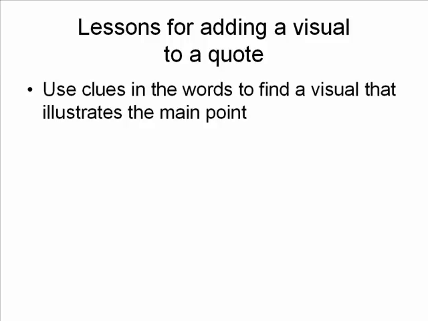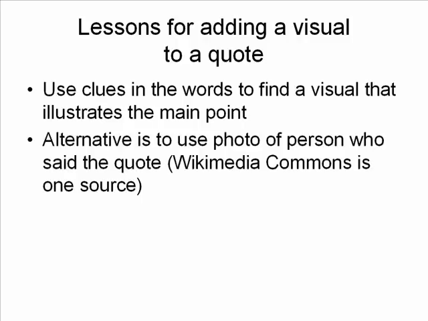So, today's lessons for adding a visual to a quote. First of all, look for the words in the quote and look at the clues that those words give you to find what visual would illustrate the main point. Now, it may not be a photograph. It may be an object, or an illustration where you have something moving to illustrate the quote. It doesn't have to be a photograph.